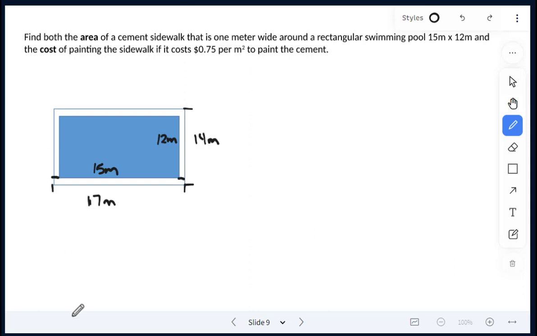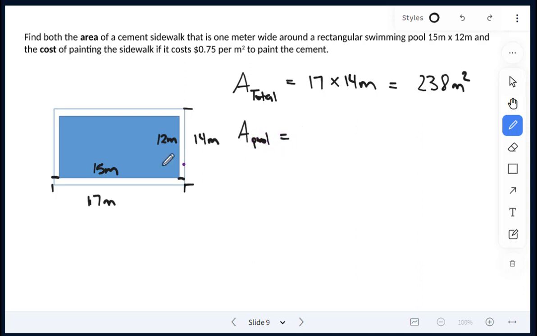So the first thing we'll do is calculate the area of the whole area here, including the swimming pool and the sidewalk. So we'll just call that area total for that rectangle. So that's going to be 17 meters times 14 meters. And that gives me 238 meters squared. All right, then we can figure out the area of the pool, and that's going to be 15 by 12. And that is 180 meters squared.